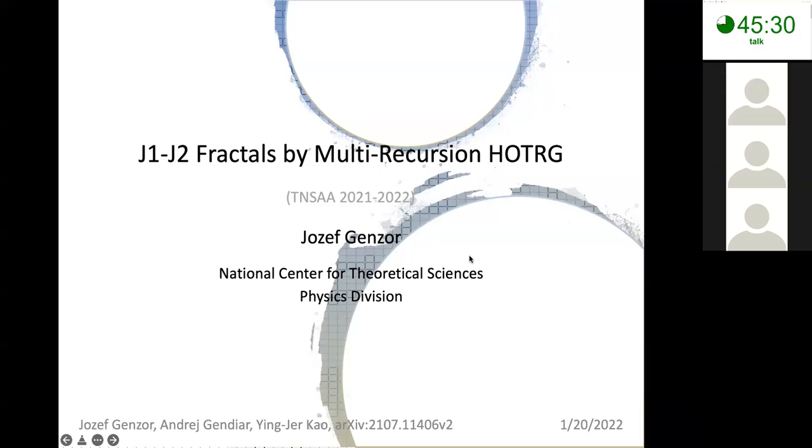Okay, so hello everyone. I'm excited to advertise our latest research on J1, J2 fractals by the method called Multi-Recursion HOTRG. For those of you who are interested, you can look at our preprint, which is already on arXiv. This was work in collaboration with Jozef Genzor from Slovak Academy of Sciences and Ingjir Kao from NTU.